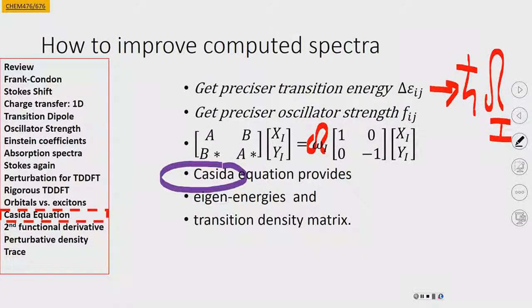Okay. So if you do something with excited states, you may mention in your reports this considered equation. Also, is there any connection between what we do here in class and your research projects?